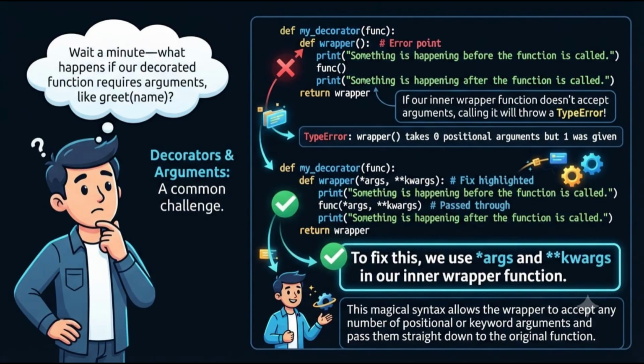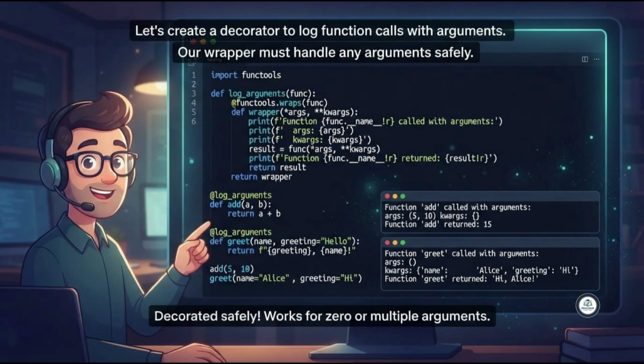Wait a minute, what happens if our decorated function requires arguments, like greet(name)? If our inner wrapper function doesn't accept arguments, calling it will throw a type error. To fix this, we use *args and **kwargs in our inner wrapper function. This magical syntax allows the wrapper to accept any number of positional or keyword arguments and pass them straight down to the original function. Let's write this out in practice.